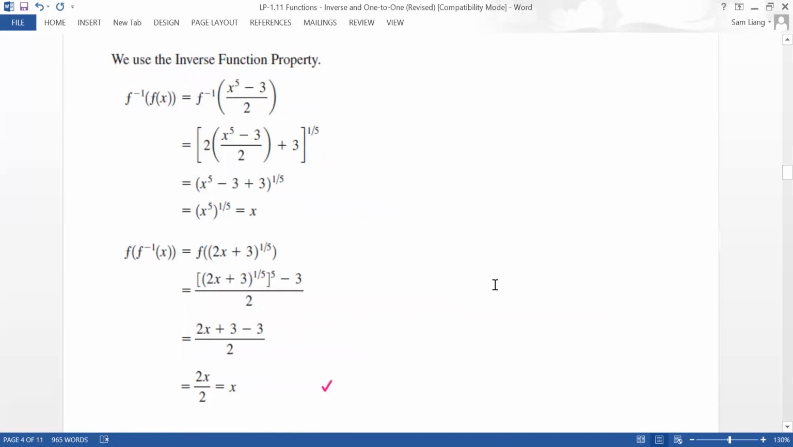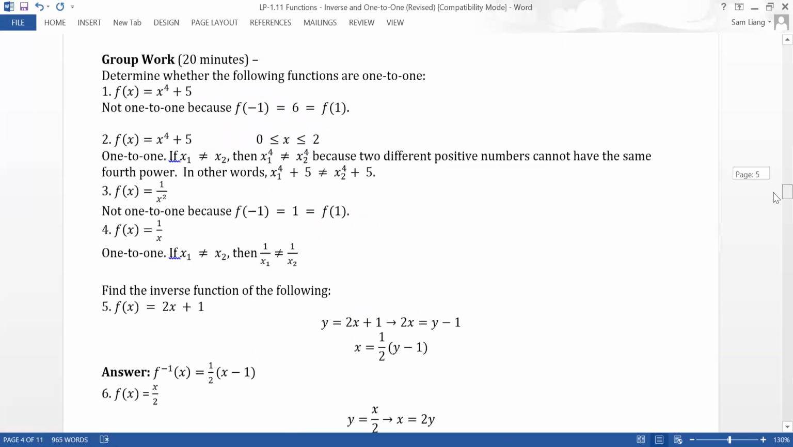The function and its inverse, they are in fact inverses. Okay. All right, with that being said, let me get to the classwork. Okay. All right, here's the classwork. Just a few quick questions.